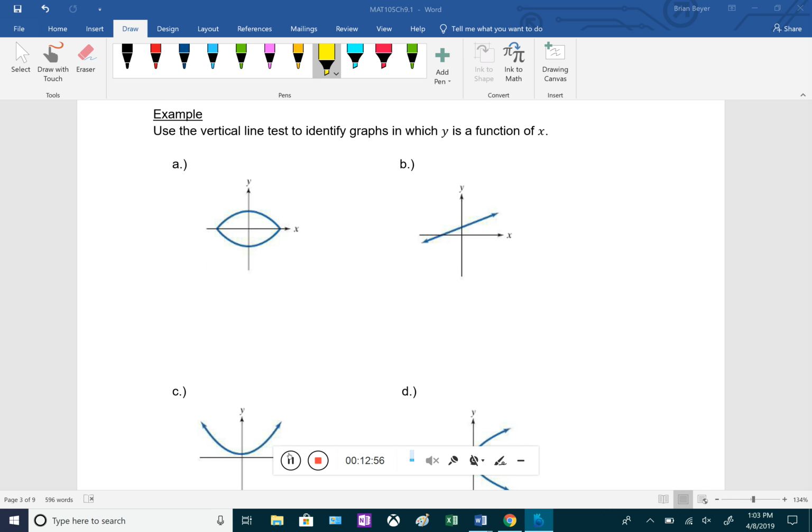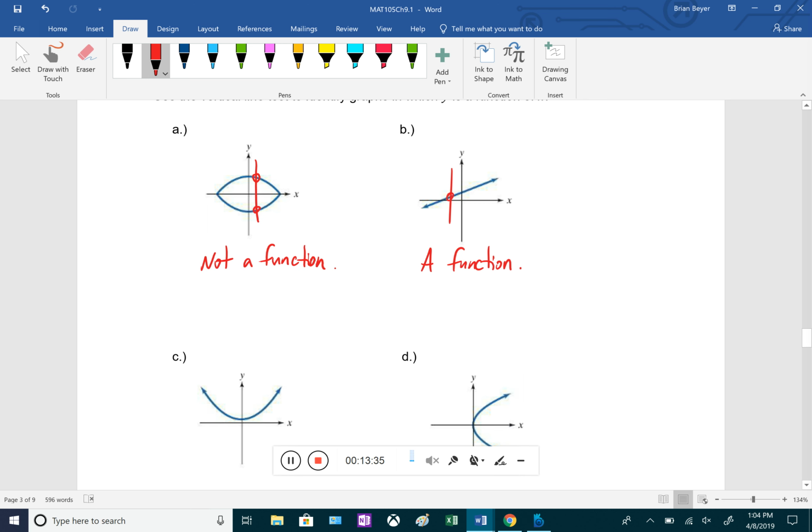So for the first one here, for A, we have this football shaped looking graph. If we draw a vertical line and we recognize that it intersects at two different points, since it intersected at more than one point, that means this is not a function. So it failed the vertical line test, so it is not a function. For the next one, it is a linear equation. Drawing a vertical line anywhere, we can see that it only intersects it at one spot. So this is a function.